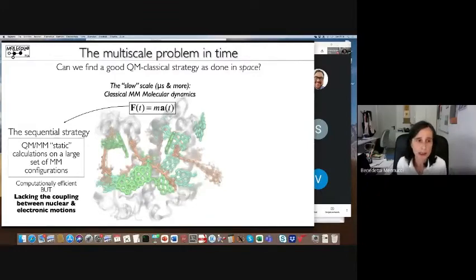One strategy, which I call the sequential strategy, uses the classical MD configurations, as I did before, and computes QM/MM or QM/MM-Pol static calculations on a larger set of different MM configurations. In this way, we can take into account the sampling of the protein, but we lack the coupling between nuclear and electronic motion, because the dynamics is fully classical, and then we compute static QM/MM calculations.